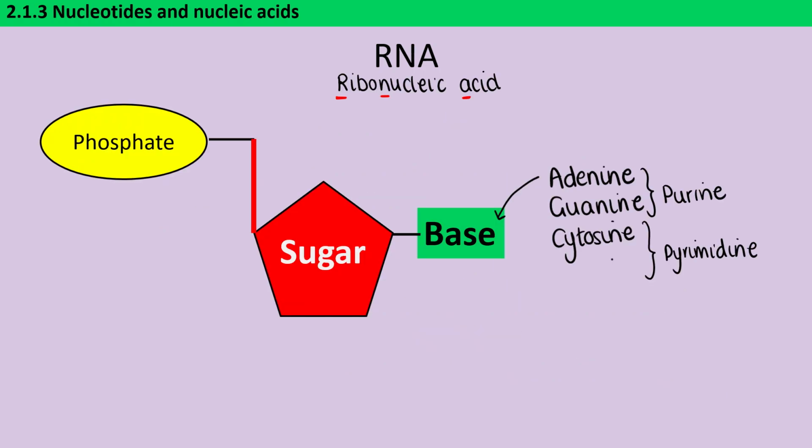There are 3 main differences between RNA and DNA. The first one is the pentose sugar. So rather than deoxyribose, we just have ribose. The second difference is that while RNA may contain adenine, guanine and cytosine, thymine is replaced by uracil, which is another pyrimidine. The third difference is that whereas DNA is always double-stranded, RNA is often single-stranded.